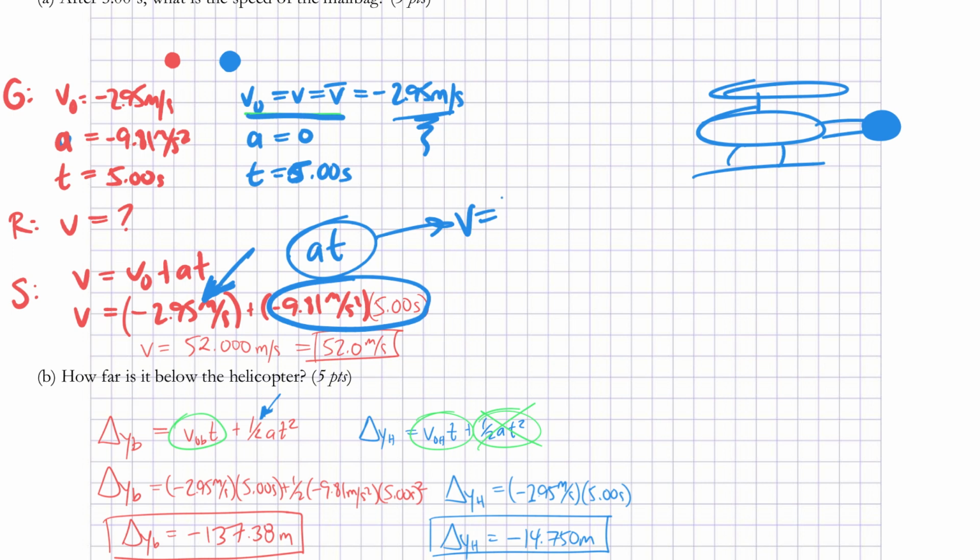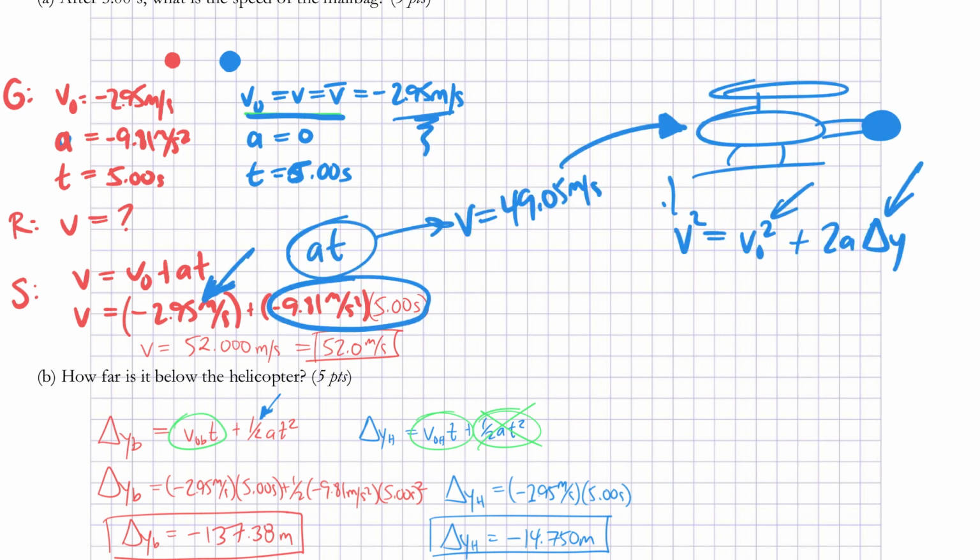Okay, that is 49.05 meters per second. So if you use that as your velocity relative to the helicopter, which works out because what we want to know at the end is the distance for this thing relative to the helicopter. So in that case, we could say v squared equals v naught squared plus 2a delta y. So this delta y is relative to the helicopter, this v naught is relative to the helicopter, this v is relative to the helicopter. Okay, so all of that is nice and clean.